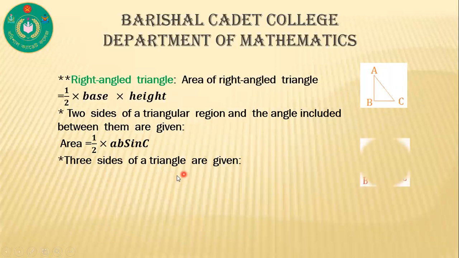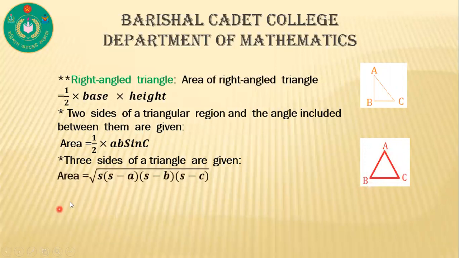If three sides of the triangle are unequal, then the area of the triangle is root S into S minus A into S minus B into S minus C. Here S means semi-perimeter. We know semi-perimeter S is equal to A plus B plus C by 2. Here A, B, C are the three sides of a triangle.